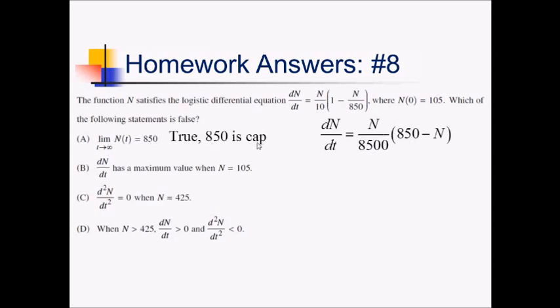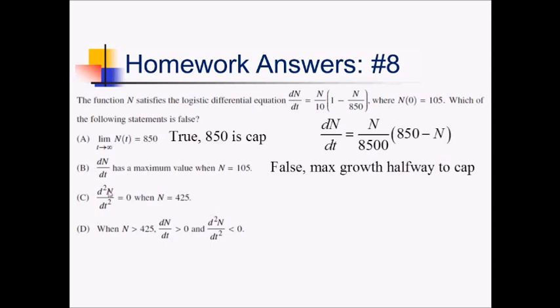850 is going to be the cap. Next one, our differential logistic function has a maximum value when n equals 105. Okay, so this is talking about when you're growing the fastest. With logistic functions, we recognize that that is going to be halfway to the carrying capacity. So it's actually going to be 850 divided by 2, 425, where the max growth is happening. So because it's halfway to the cap, 105, which is not halfway to the cap, is not the maximum value for this differential growth here.